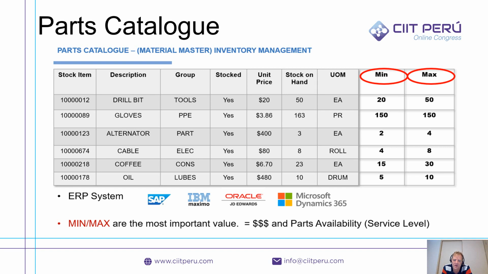But the two most important values are the minimum and the maximum values. So this min and max are the reorder values. So they're important because they drive investment in your inventory and they drive parts availability.